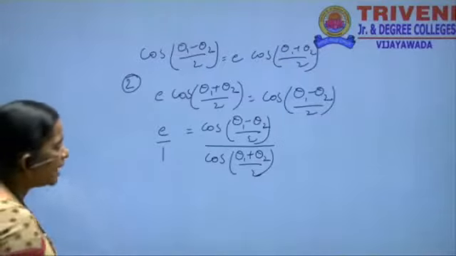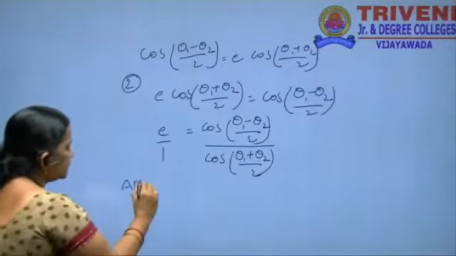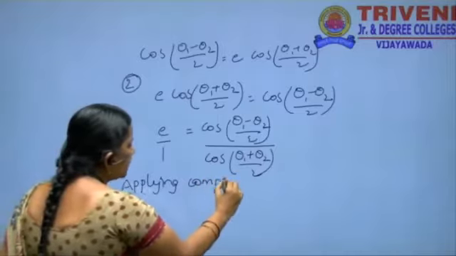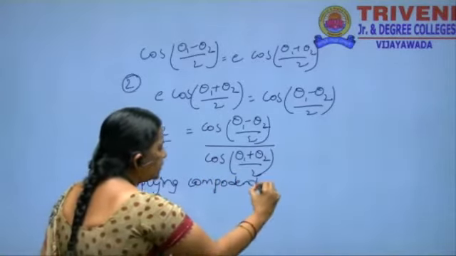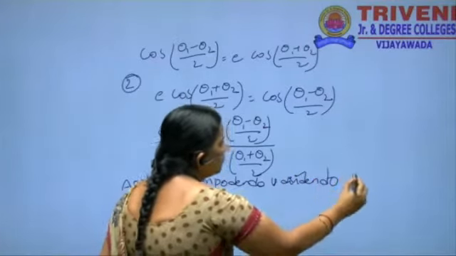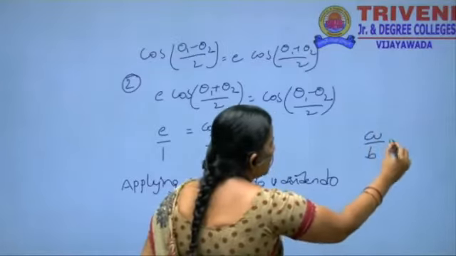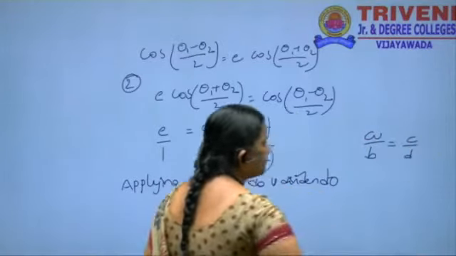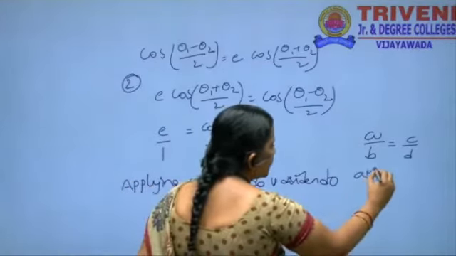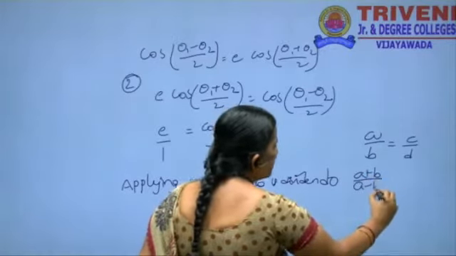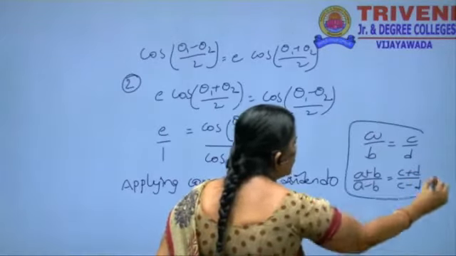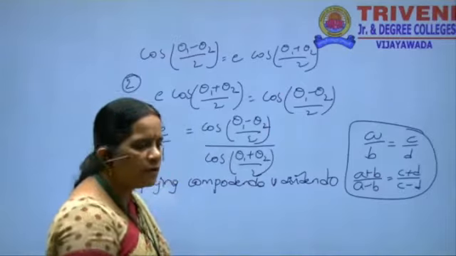Applying componendo and dividendo process here. What we have to know is, suppose A by B is equal to C by D. Applying componendo and dividendo here, what we have to write here? A plus B by A minus B, here also C plus D by C minus D. This is the componendo and dividendo process.